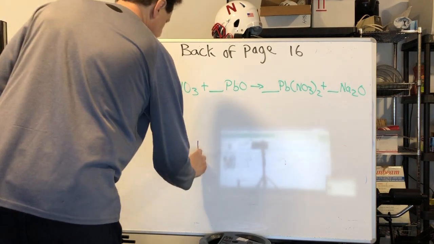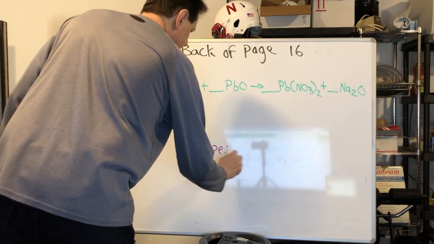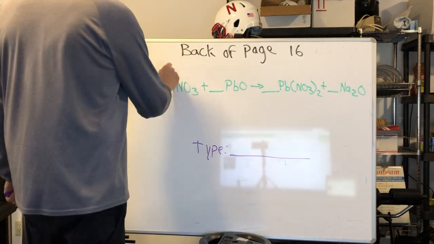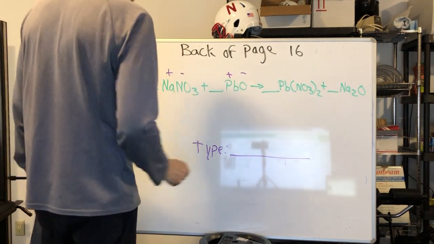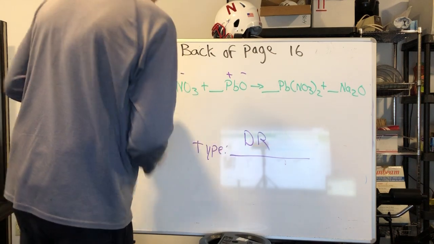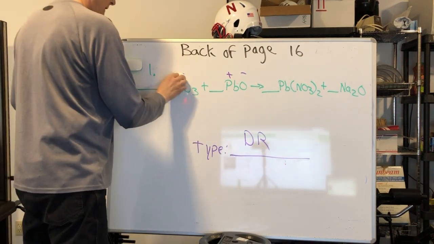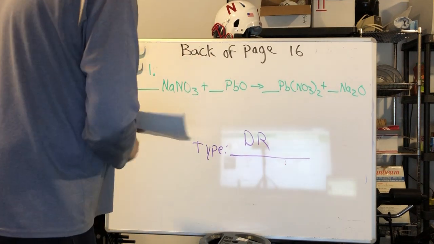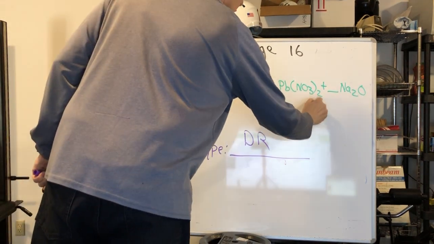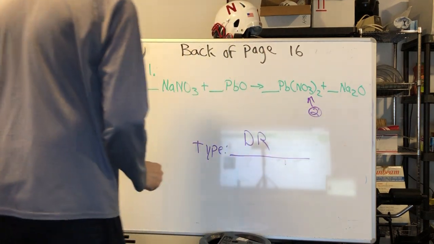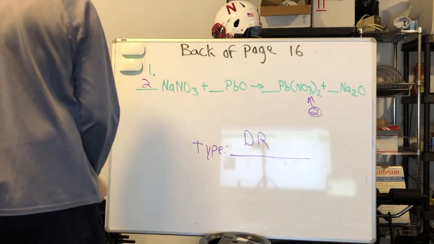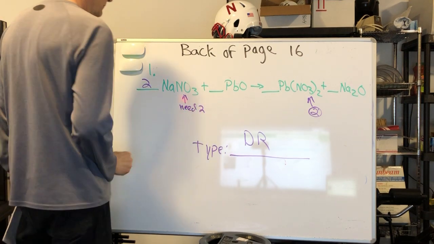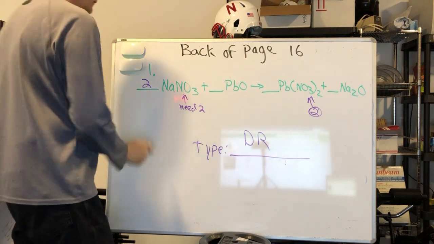So first thing I'm going to do, again, is type it. I'm looking for what type I'm going to go with. It looks like I've got a cation, anion, so I'm going to classify that as a double. And let's see what else we can do with this. I'm going to start with nitrate. I've got 2 of nitrate, so I'm going to need to do 2 here. Again, my need here was 2. So I'm even on sodium.